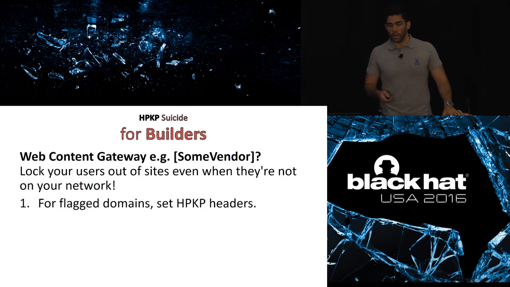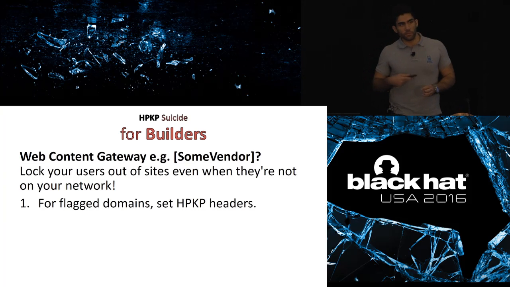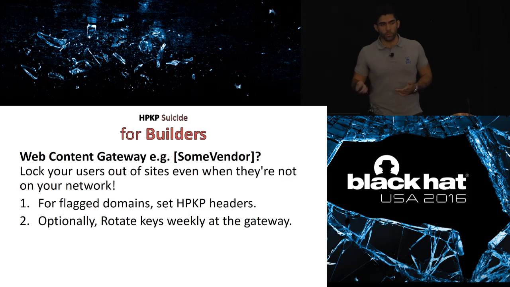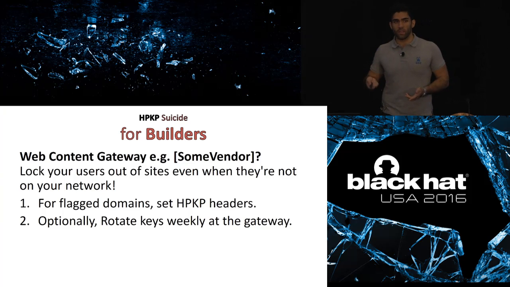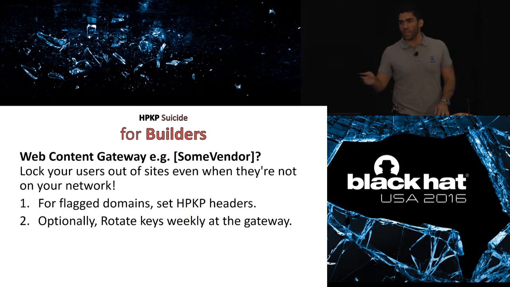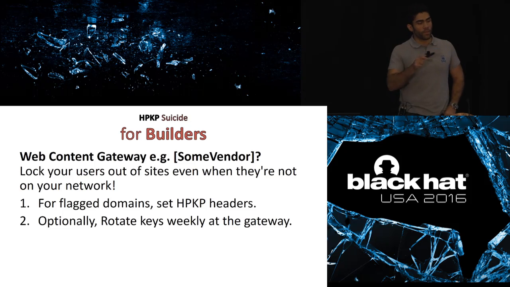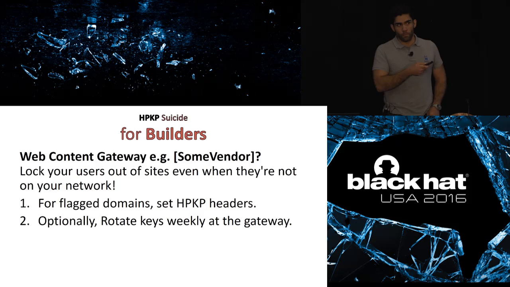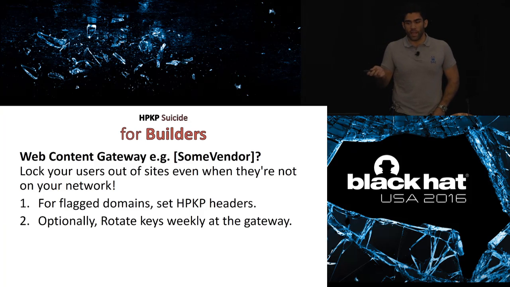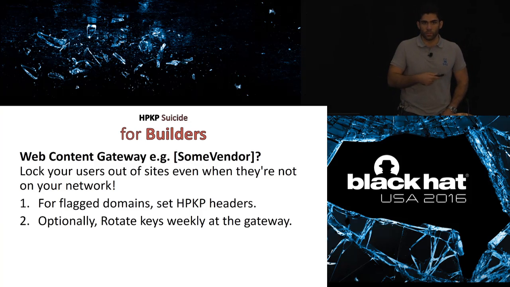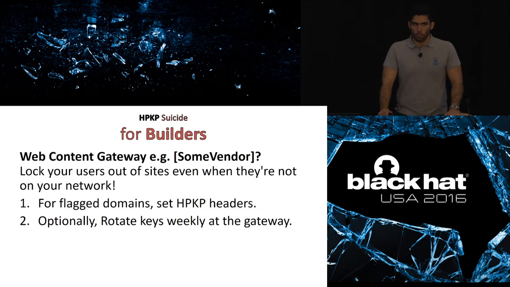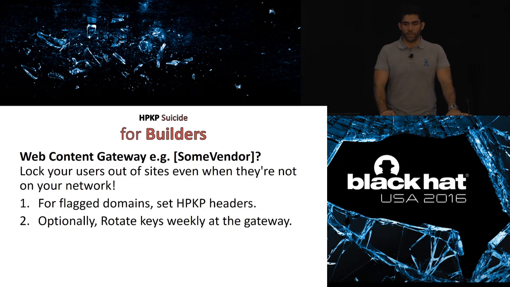Well, you've likely got SSL man in the middle going on. So for those flagged domains, you set the HPKP headers. And optionally, if you want to reduce the load on your web content gateway, you can also rotate the keys weekly to have that whole HPKP suicide thing going while you're still on the corporate network. But the point is, the second any corporate user leaves the network, the pinned keys are for the web content gateway. They're not for the cert from the site itself. So by doing so, you can then block access when a person actually leaves the corporate network. Now, of course, a tech-savvy user will know how to blow away the HPKP headers, but most probably won't know how to go through the effort of figuring that out.